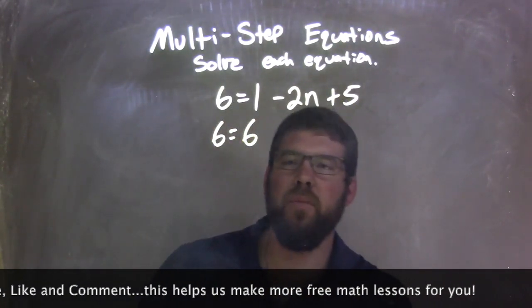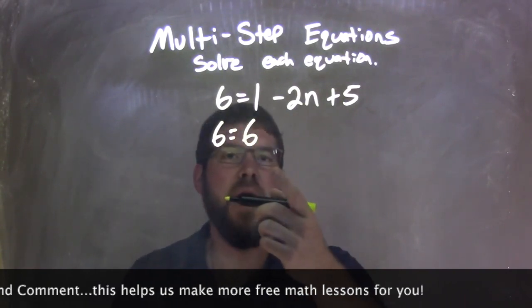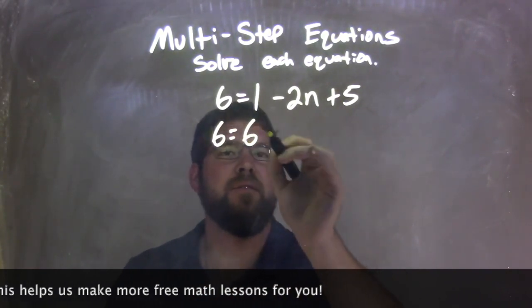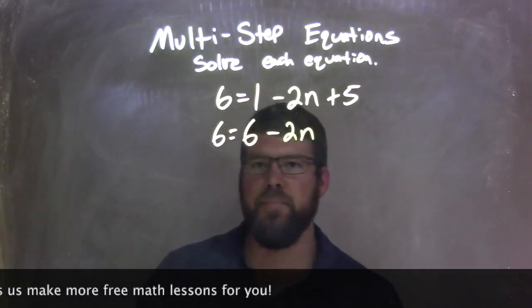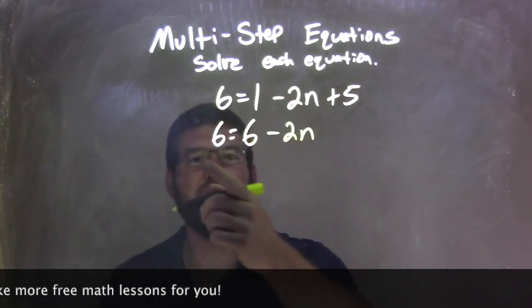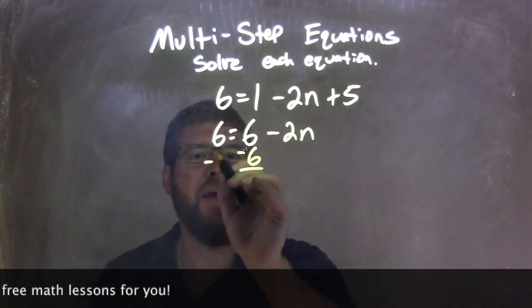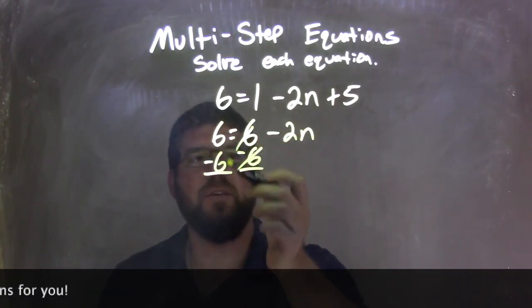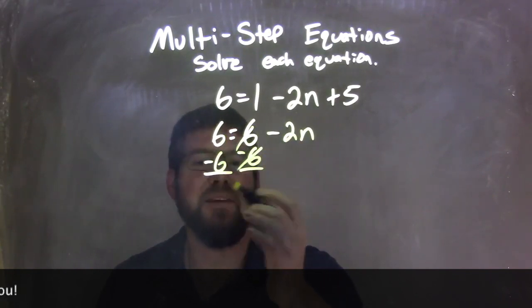Now, if you need to do the commutative property and rearrange them, you can, but hopefully we're getting better. We can see that 1 plus 5 is that 6, and then minus the 2n. So now I'm going to bring the 6 over to the left. I'm going to subtract that positive 6 to both sides. These 6's cancel, and it turns out these 6's will cancel as well. 6 minus 6 is 0.